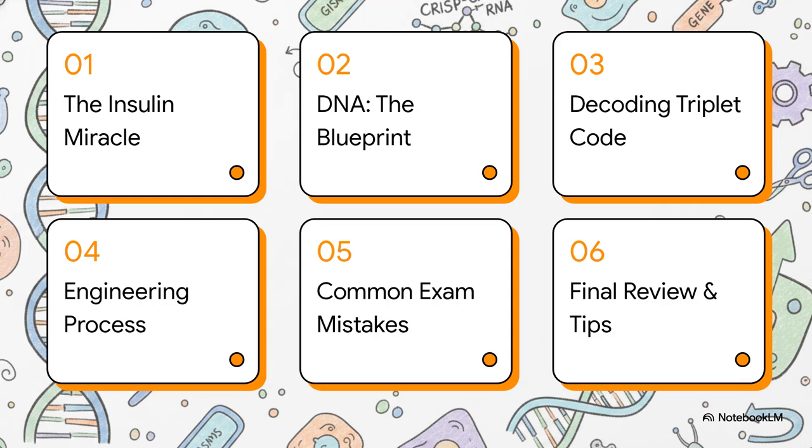All right, here is our roadmap for today. We'll kick things off with the insulin miracle, explore DNA as our master blueprint, and decode the triplet code. Then we'll map out the actual engineering process, hit some common exam mistakes so you don't lose easy points, and finish up with a final review.